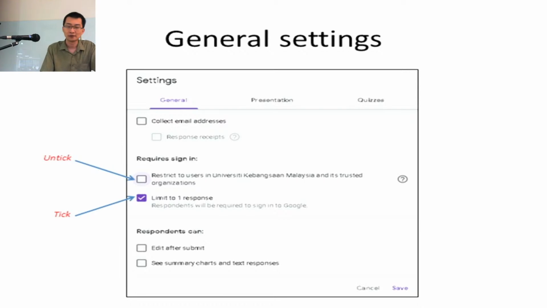We don't want that. Okay, because students might be using their personal email, personal Gmail, which is not the UKM Gmail. So we don't want to have that problem. We untick it and make sure we limit to one response, so student cannot submit many times. Okay.